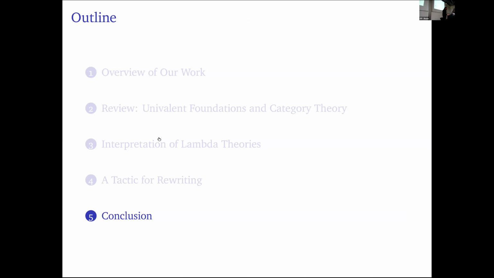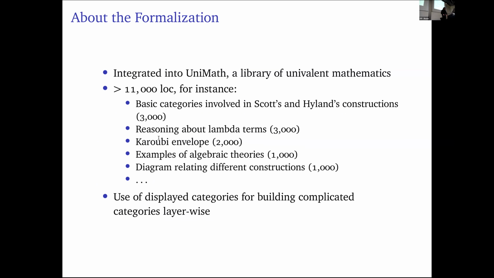Okay. With this, I come to the end of my talk. I want to summarize a little bit the formalization. The code that we have written is integrated into the Unimath library. It consists of a little bit more, I think, than 11,000 lines of code, a lot of which goes, as you can see here, into the reasoning about lambda terms. This is because the surgical rewriting uses a lot of tactics.